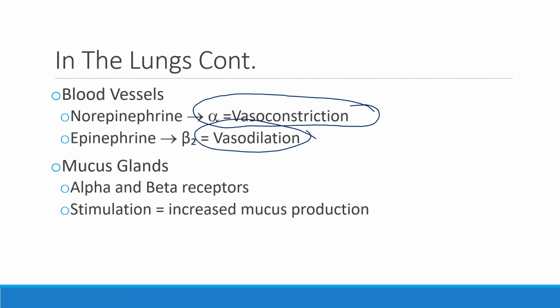The mucus glands in your lungs, when we have alpha and beta receptors, the stimulation usually increases mucus production. And this is good, especially if you're trying to help with airway clearance therapy. This can help the secretions be a little bit less sticky, if you will, when we're looking at this.